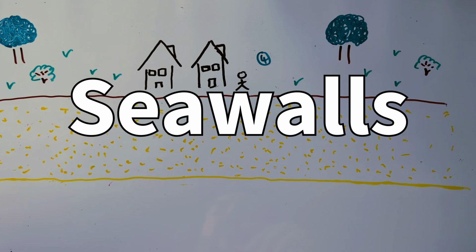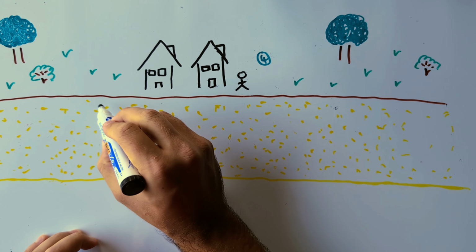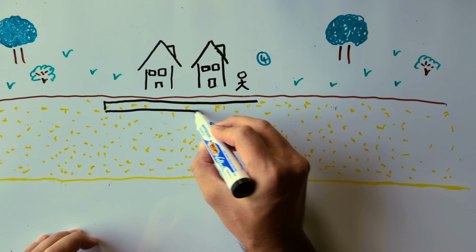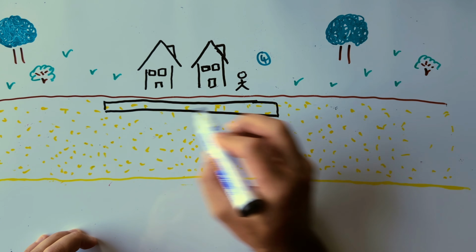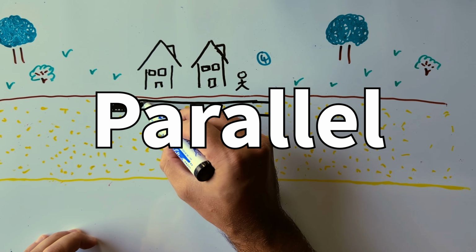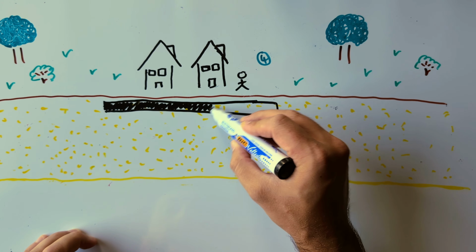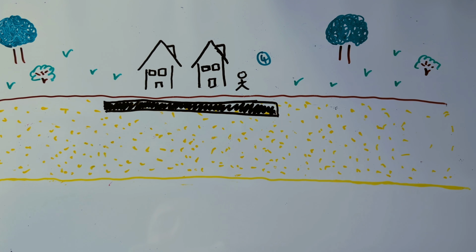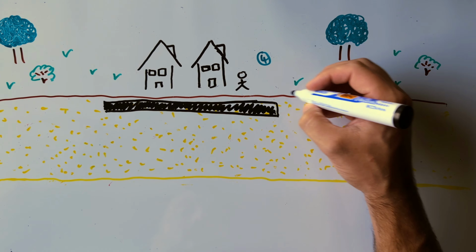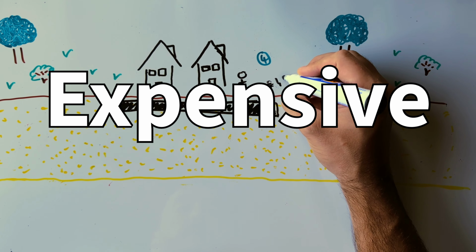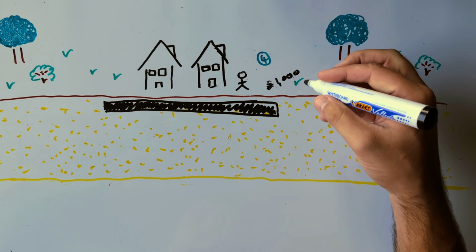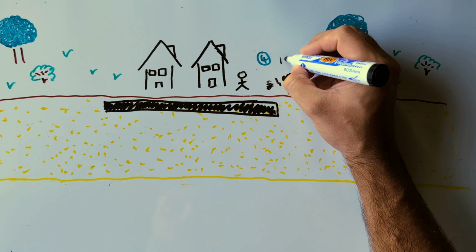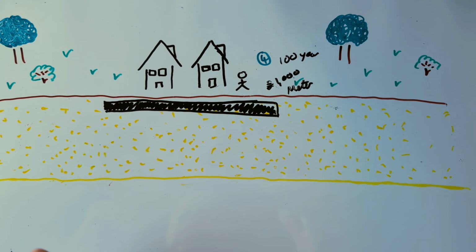Okay, so seawalls, in many ways they're very, very simple. You are just building out of concrete, and that is why it's hard engineering, a seawall, again, parallel to, not perpendicular, it's the opposite this time, parallel to the coastline that you want to protect. Now, these are very, very effective. They are expensive. I think you're talking over £1,000 per meter. Yeah, so they're very expensive, but they also last about 100 years. So they're very, very good at what they do.